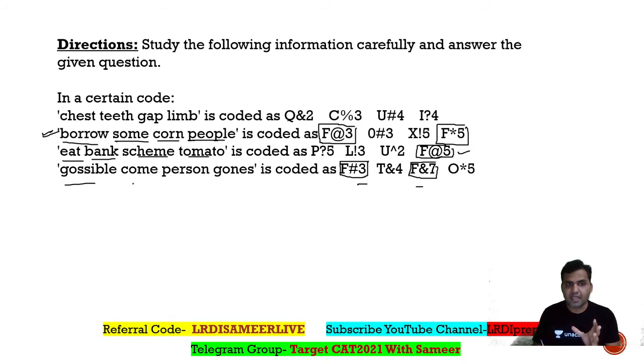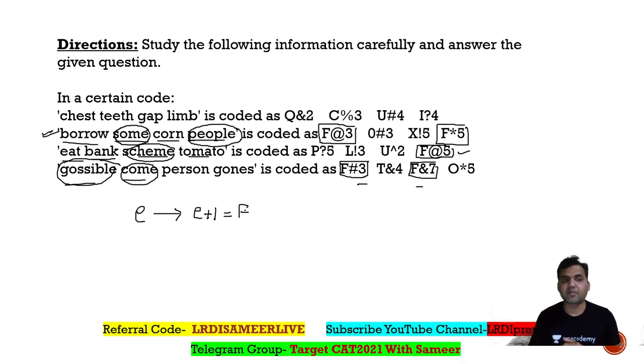Look carefully and then you should be able to observe it, that if I look at all the words which are ending with E, here I have 2 words ending with E, here I have 1 word ending with E, here I have 2 words ending with E. This will give me a hint that if a particular word has the last letter as E, then the first letter of the code would be 1 letter more than the letter E, which is F. So after E, the next letter is F, and that will give me the first hint.